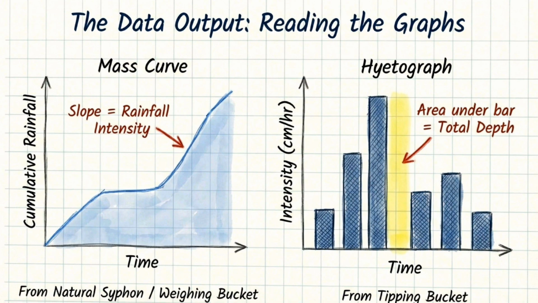Now let's understand how rainfall data is represented using graphs. There are two important graphs used in rainfall analysis, the mass curve and the hydrograph. First, the mass curve. A mass curve shows cumulative rainfall versus time. This means it represents the total rainfall accumulated from the beginning of the storm up to a certain time. On the graph, the vertical axis represents cumulative rainfall and the horizontal axis represents time.